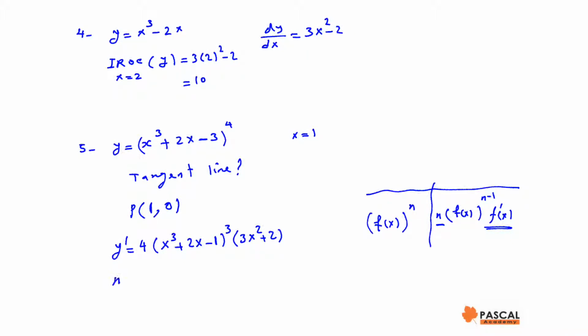If we plug in 1 into the derivative, the slope of the tangent line would be 0. Therefore, the tangent line at this point is horizontal. y minus y1 equals m times x minus x1 is the equation of the tangent line, which is y equals 0.